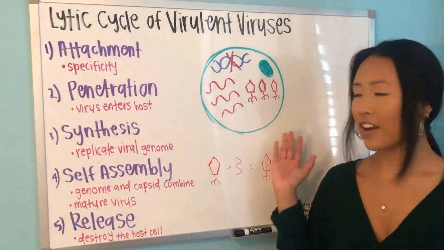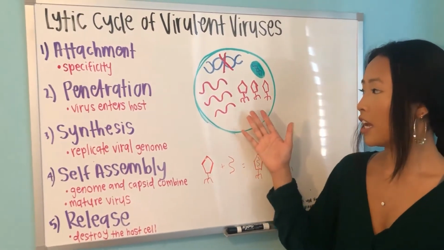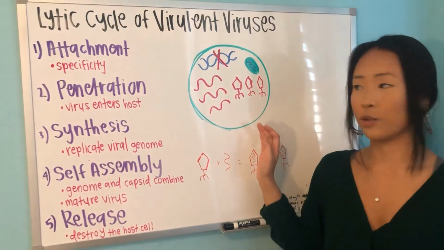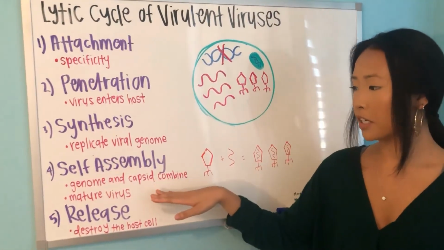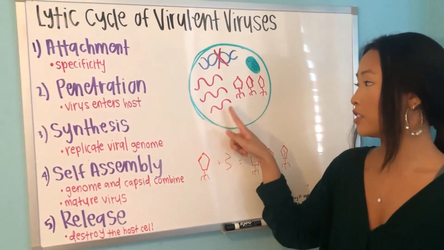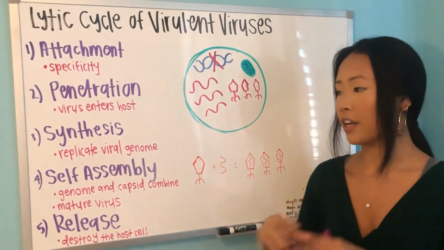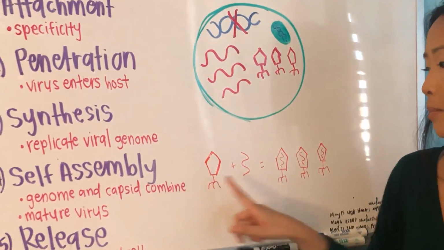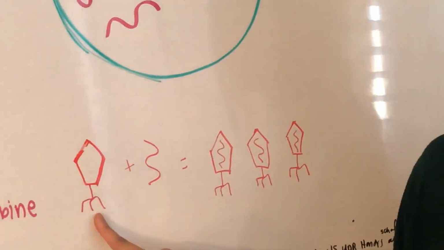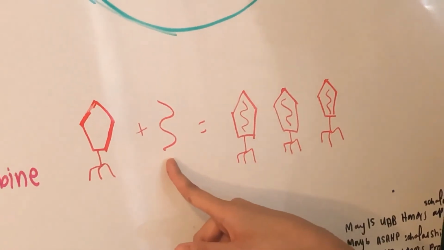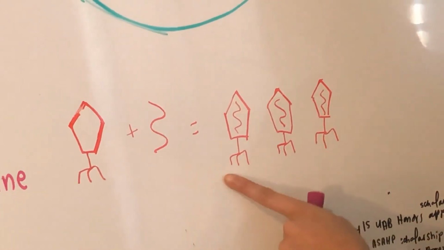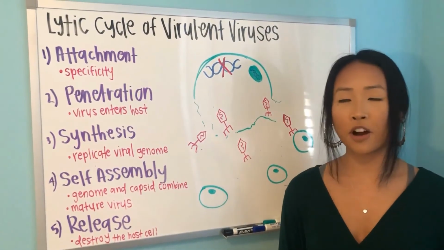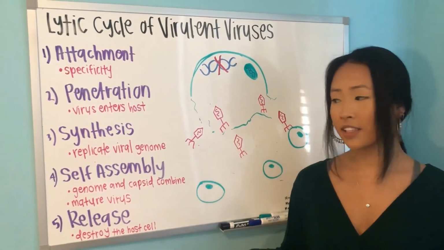Okay, so like I said, the virus has taken over this host cell, and now it's completely making more of the virus, and it's not making anything else for the host cell. So the next step is going to be self-assembly, and this is where the different parts that have been replicated are just going to combine. So the genetic information and then that protein shell that holds it are going to combine. So there's the protein shell, the capsid, there's the genetic information, DNA or RNA, and then they're going to combine and make mature viruses.